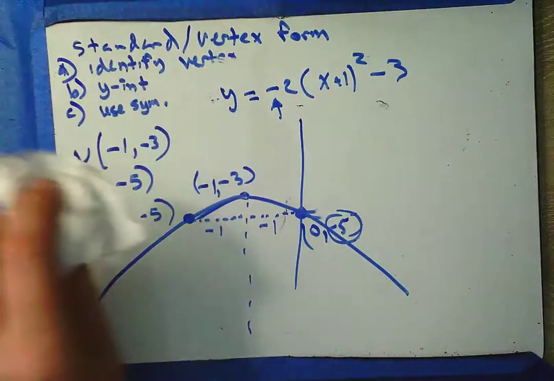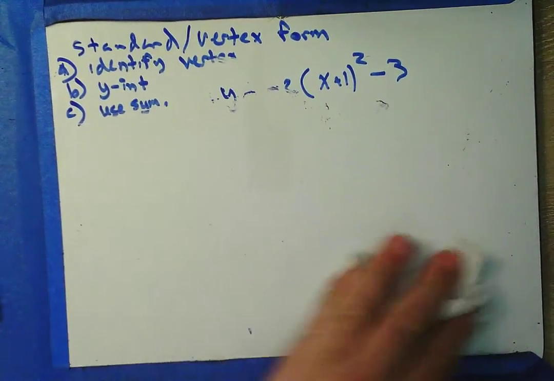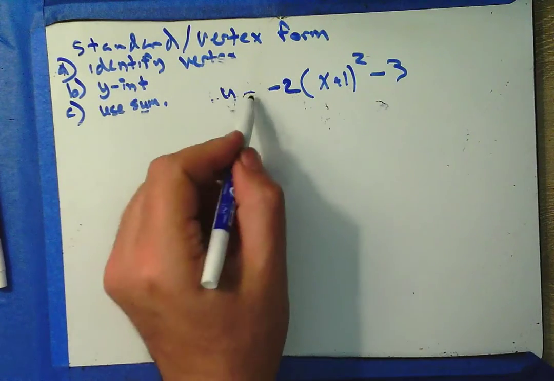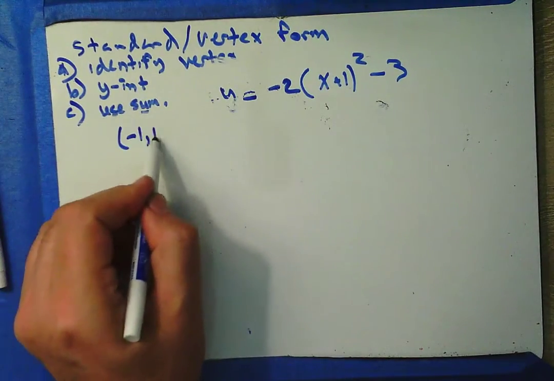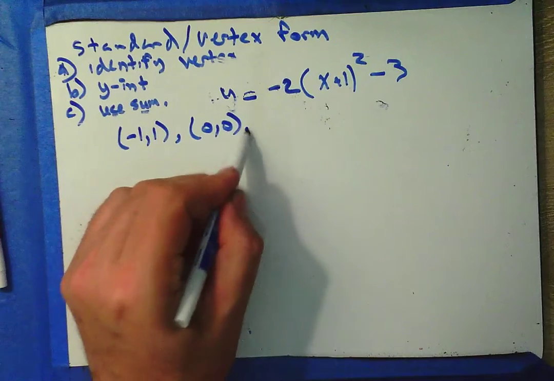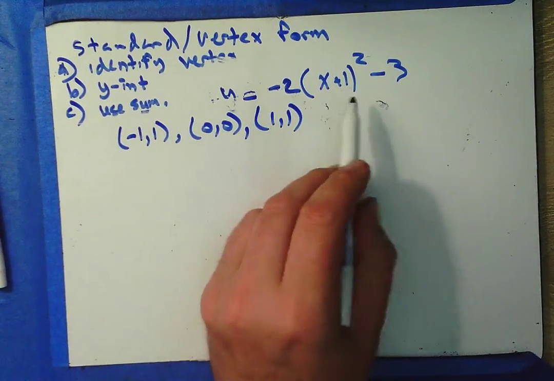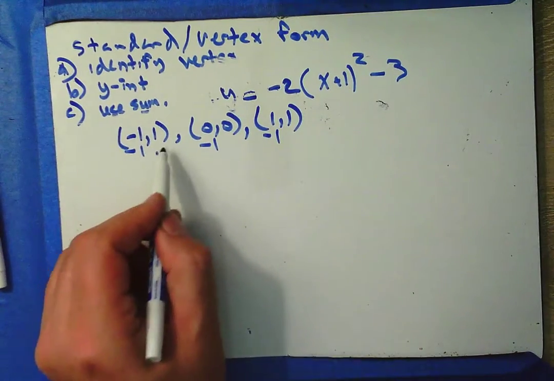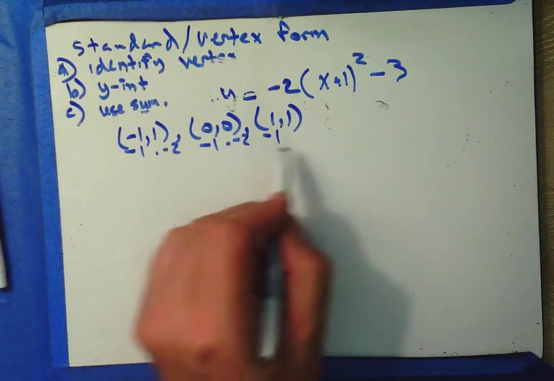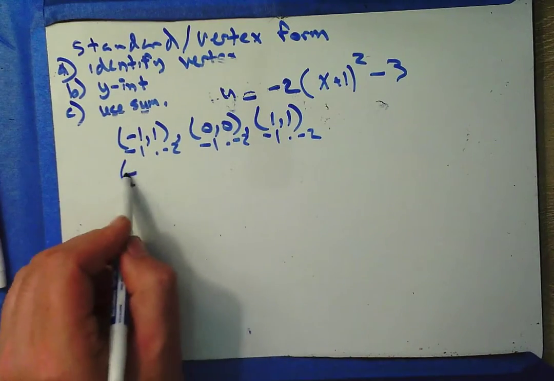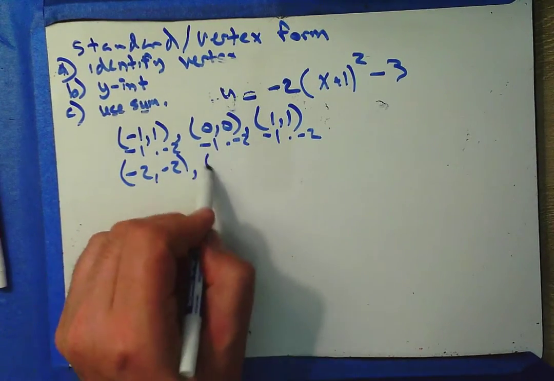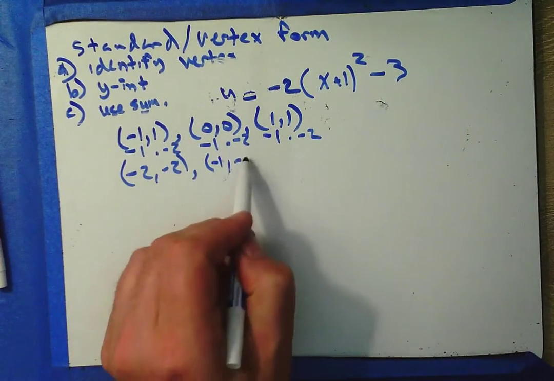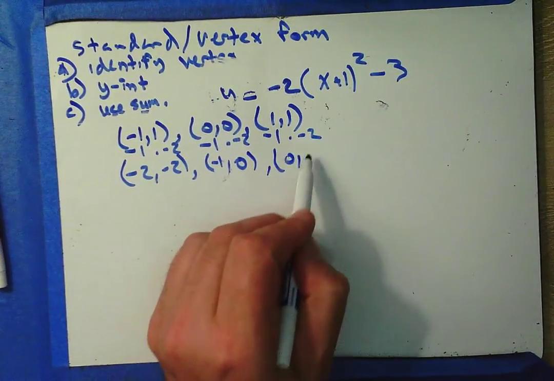Some of you are really comfortable with transformations, and if you want, you can do this problem with transformations. Negative 1, 1, 0, 0, 1, 1. We're going to subtract 1 from all the x's. We're going to multiply the y's by -2. We're going to have -2, -2, 0, oops, sorry, -1, 0, and 0, -2.